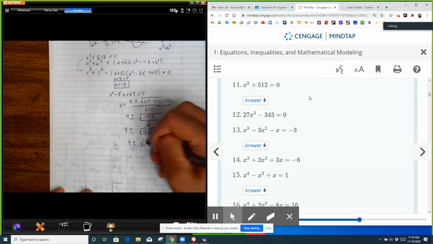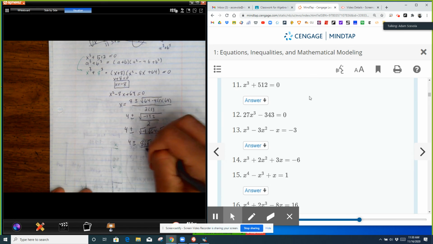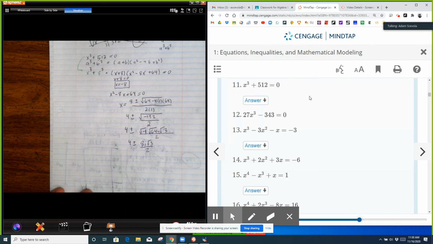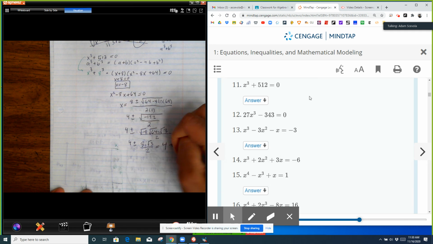So the moral of the story: if you get a two-term polynomial, try to factor it. See if it's the difference of two cubes, difference of two squares, or sum of two cubes. Then factor, set each factor equal to 0 and solve. You'll have to use the quadratic formula for this part here every time.